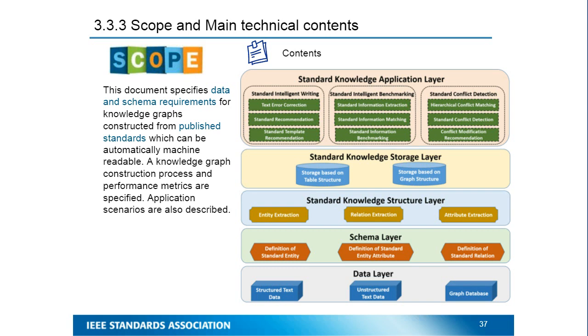Guided by the concept model created in the schema layer, 3 kinds of information extraction technologies, namely entity extraction, attribute extraction, and relation extraction, are utilized to obtain the defined entities with their attributes, values, and relations. Then the extracted triples data are stored in 2 kinds of database: a table structure or graph structure. Finally, 2 applications, standard template recommendation and standard conflict detection, are designed in this system architecture.